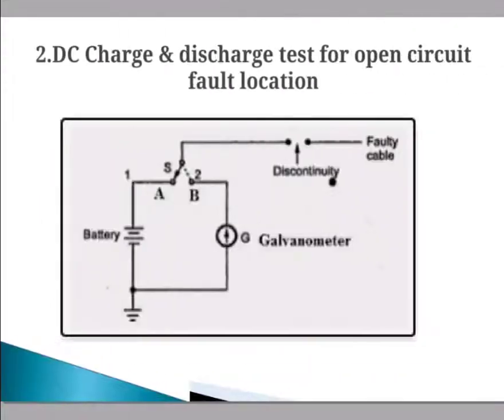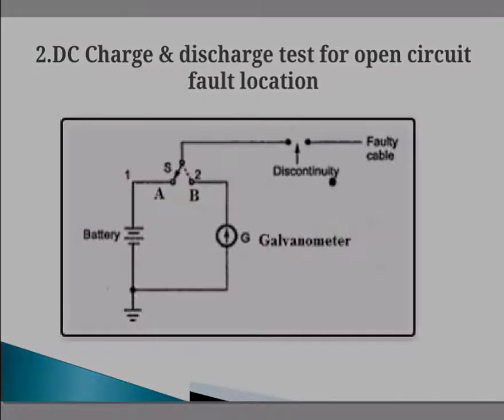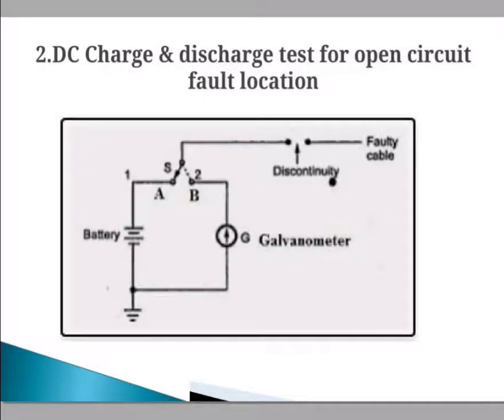We will discuss the second test, that is the DC charge and discharge test for open circuit fault location. This is the image we have shown here, and the faulty cable, where a breakdown occurs, that is an open conductor is present. This test is applied for locating a broken core with high resistance to earth.